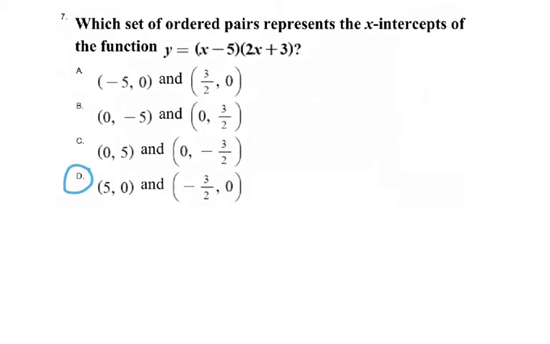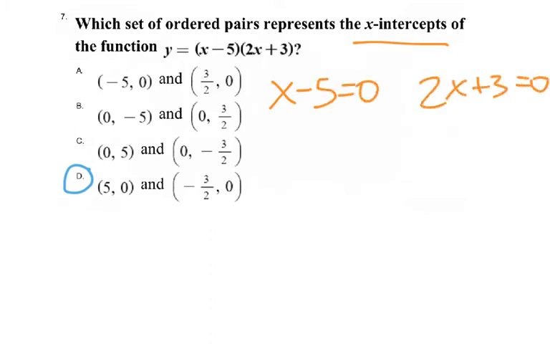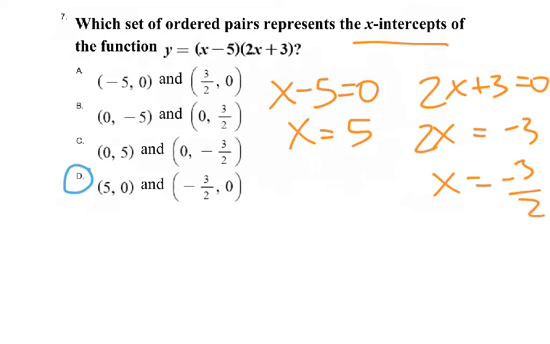Alright, same thing with this one. This time it says x-intercepts. Remember, that's the same thing as zeros. So we're going to take our factors, and we're going to set them equal to 0, and we're going to solve. So x equals 5, 2x equals negative 3, x equals negative 3 halves. Also remember that B and C wouldn't be choices because when you're talking about x-intercepts, the y-coordinate is the one that's 0.